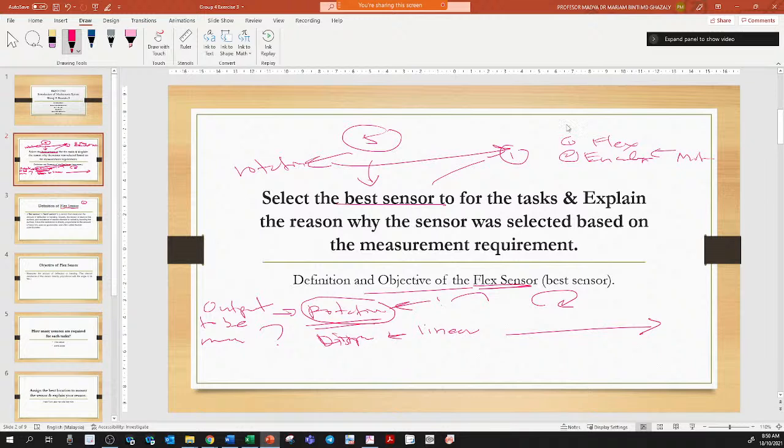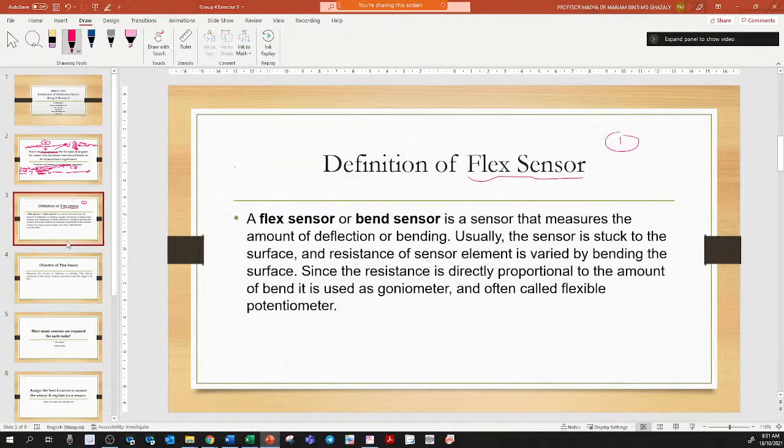So for group 3 and for group 4, I would suggest, okay, this one is okay. Just find out 2 more sensors. Okay, total find 3 sensors that can measure rotation. So your group, and the rest of the groups, can you find out 2 more sensors that can measure rotation?